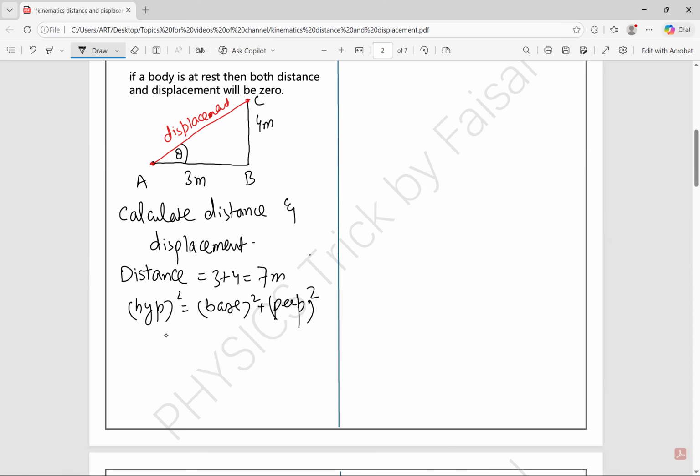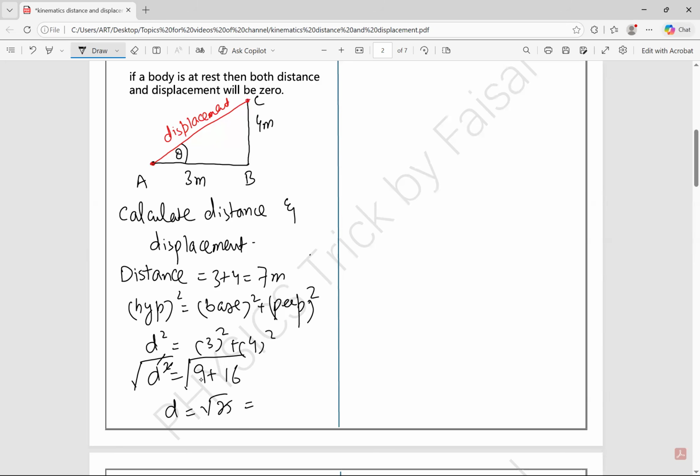So hypotenuse displacement, we take it d, so d square. The base is 3, this is 3 square. Perpendicular is 4, it is 4 square. So 3 square is 9, 4 square is 16, and this is d square. And you all know very well that to remove this square, we have to take square root. So when we cancel the square root with square, you get the displacement. It is under root 25.